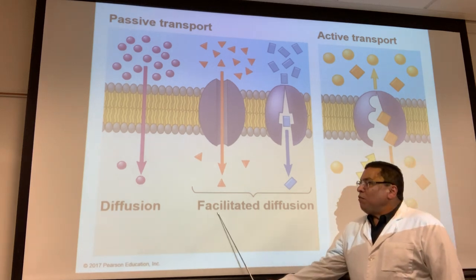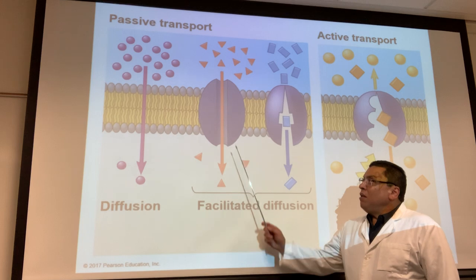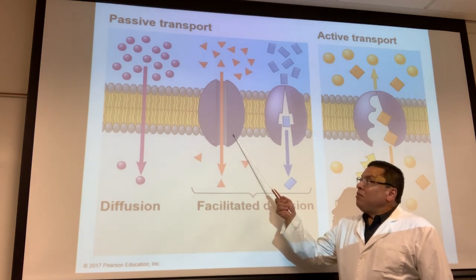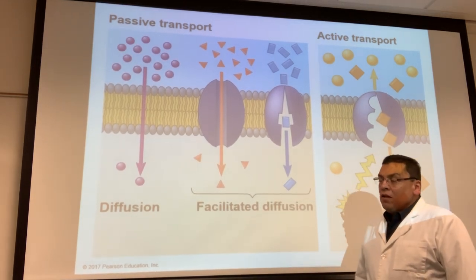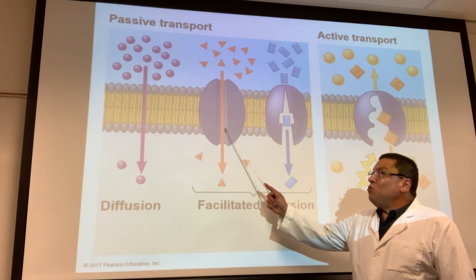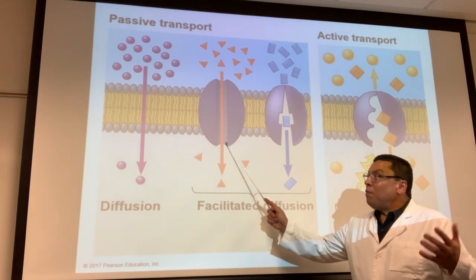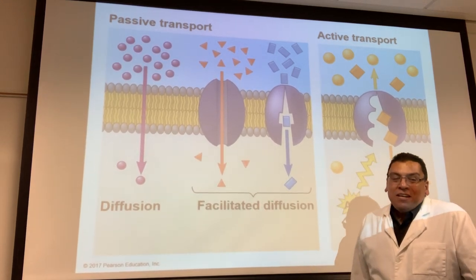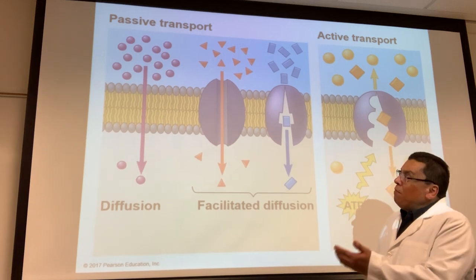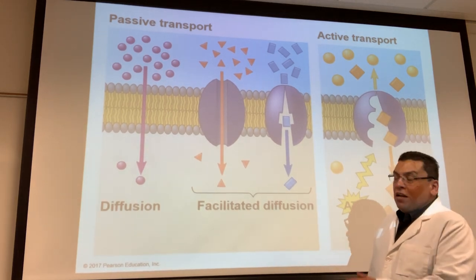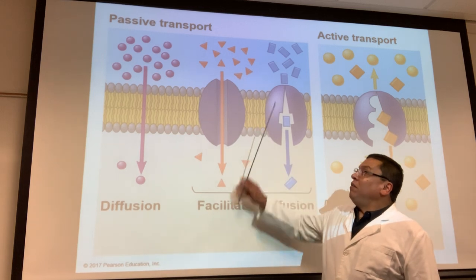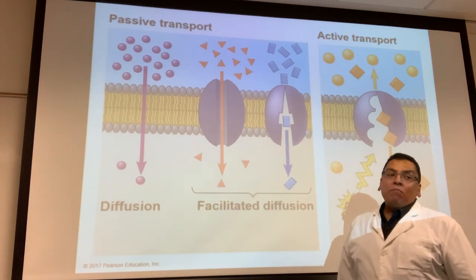In this case, you're facilitating diffusion. The facilitator is the channel protein. It's facilitating the diffusion of sodium ions, for example, across the membrane. Why? Because it's hydrophilic and the membrane is hydrophobic. It's still high to low. So it is also passive transport.